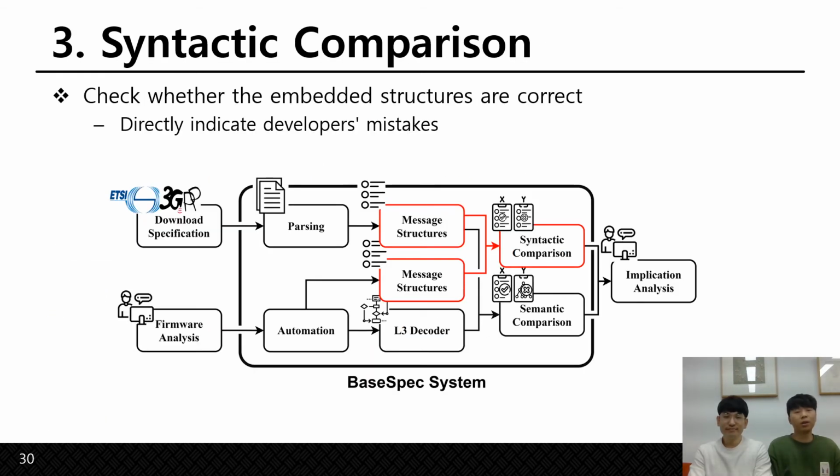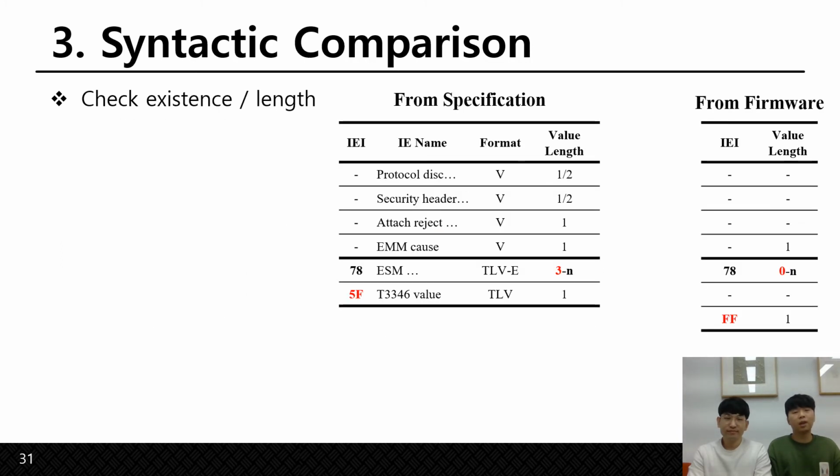From now, I will explain how we compare the message structures. We first syntactically compare the structures. That is, we check whether the message structure in the firmware are correctly implemented as defined in the specification. Through this syntactic comparison, we can find developers' mistakes while embedding the message structures. In detail, we compare the list of extracted IE information from the specification and firmware.